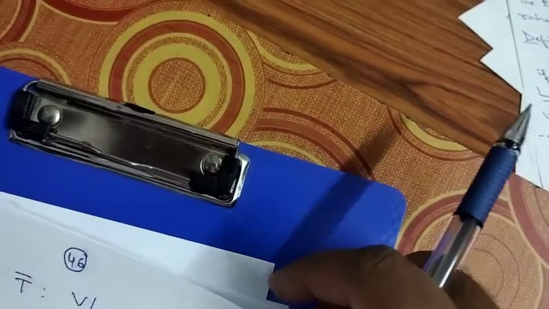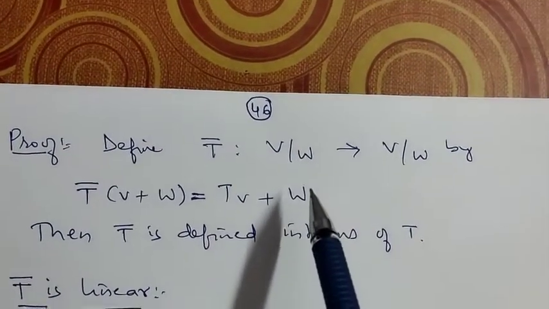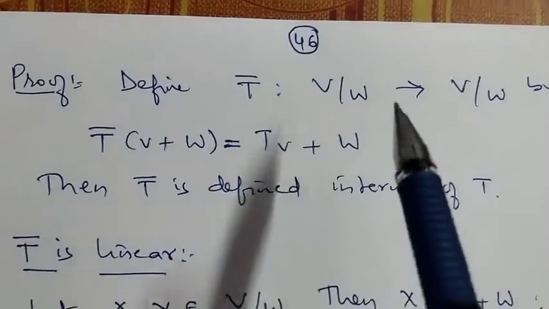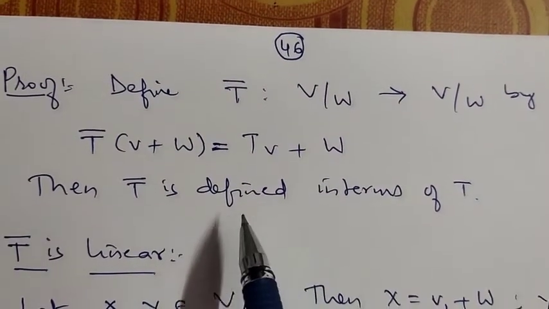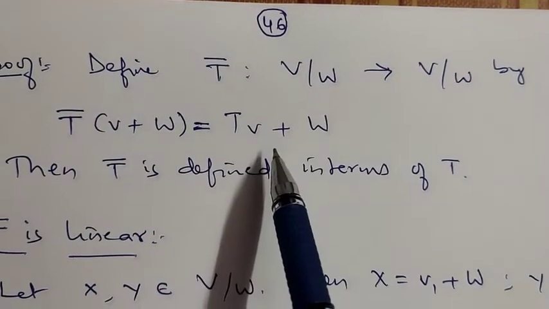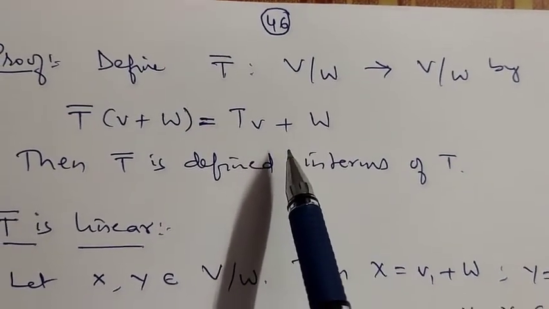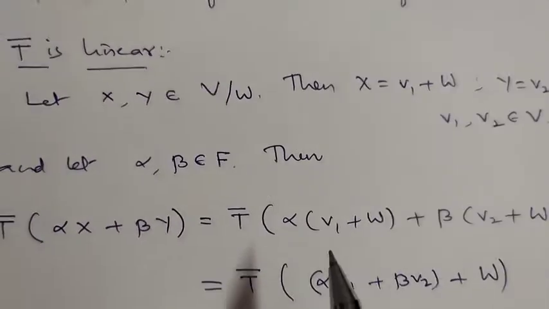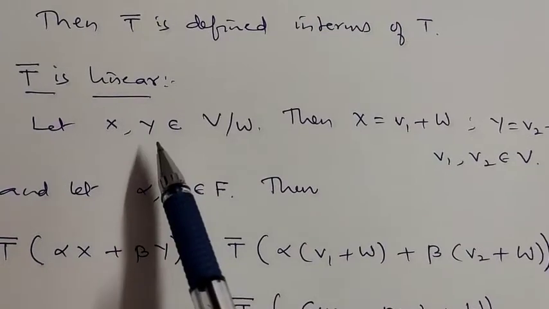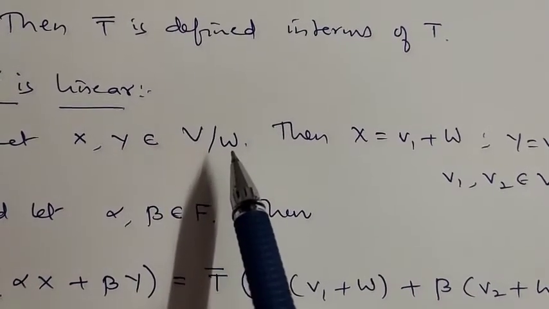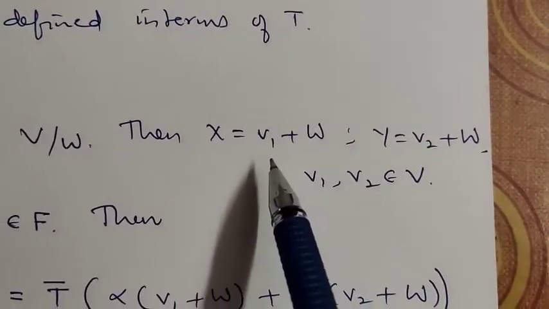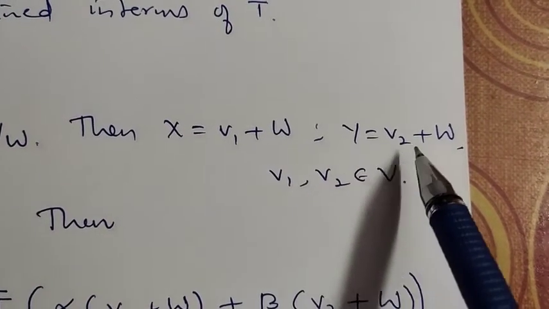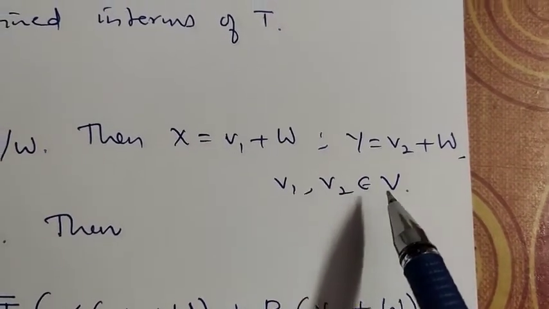To prove this, I will define the transformation as we said, T bar from V by W to V by W by T bar of (v plus W) equals T of v plus W. Definitely T bar is defined in terms of T. Now first let us verify whether T bar is linear. For this, take any two elements x, y belonging to V by W. Then x can be written as v1 plus W, and y as v2 plus W, where v1 and v2 are elements of V.